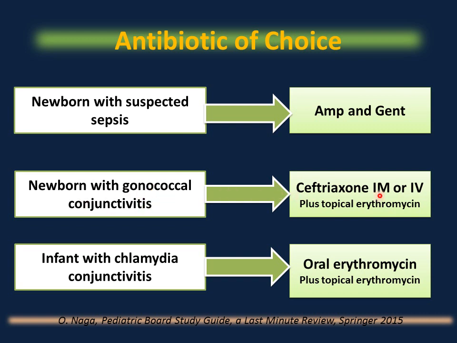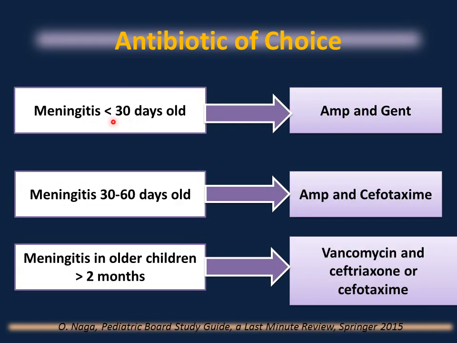So you need to give ceftriaxone IM or IV and continue the medicine until the eye is cleared, plus topical erythromycin. Infant with chlamydia conjunctivitis usually presents a few weeks after birth, and in this case you will give oral erythromycin. Topical by itself doesn't work, so the main treatment is oral erythromycin in cases of infant with chlamydia conjunctivitis.